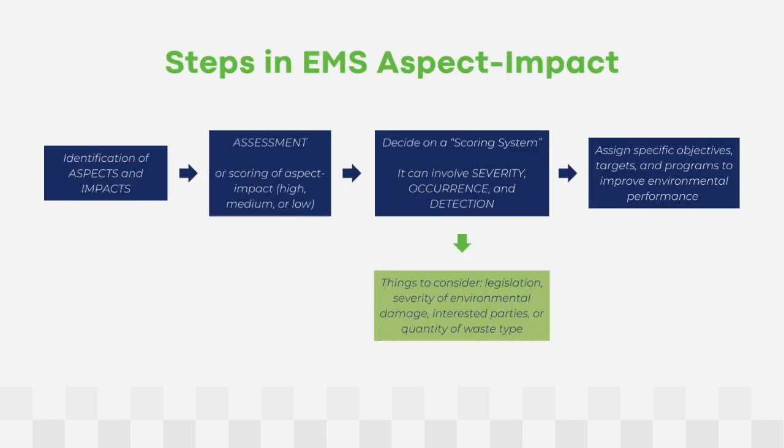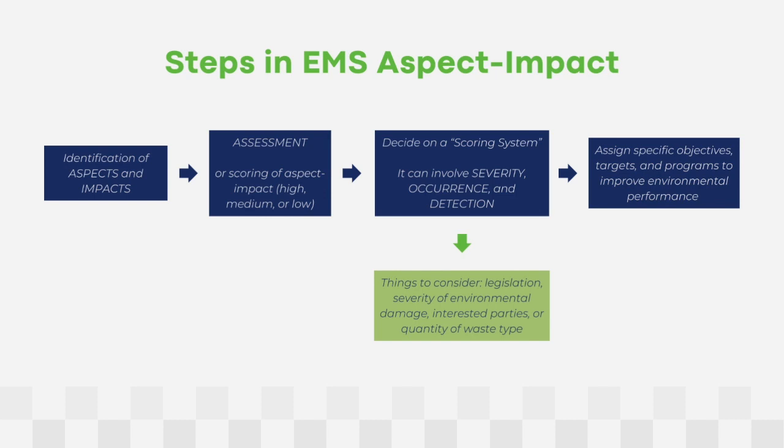Talking about more detailed steps of EMS aspect impact, first is of course the identification stage. The next stage is assessment or scoring of aspect impact, whether it is high, medium, or low. To do this assessment, we need to decide on a scoring system. It can involve variables such as severity, occurrence, and detection. There are things to consider in deciding the scoring system, such as the legislation, severity of environmental damage, interested parties, or quantity of waste type.